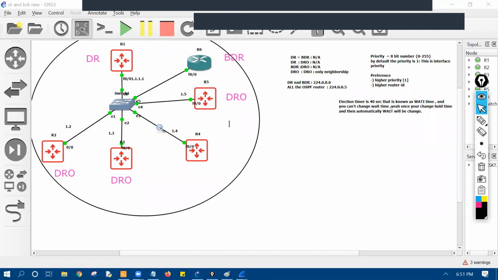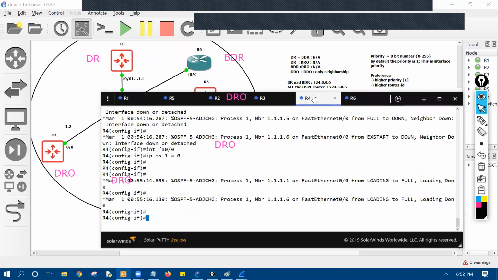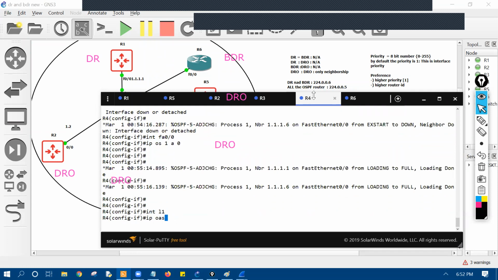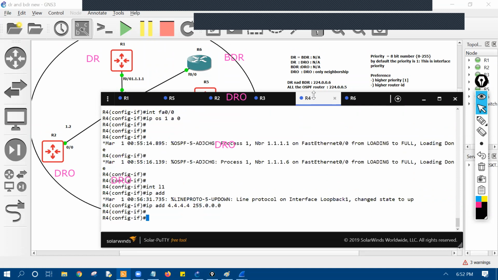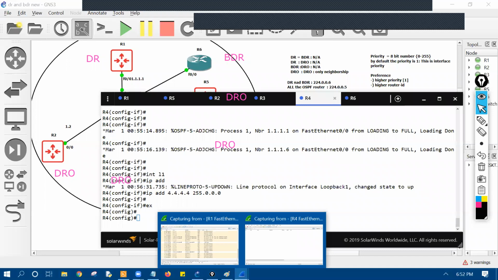Is it something like this, right? Now tell me one thing. If R4 will receive any information, for example, let's do one thing. Interface 0/0, interface loopback number 1. Right? Link is advertised. Perfect.